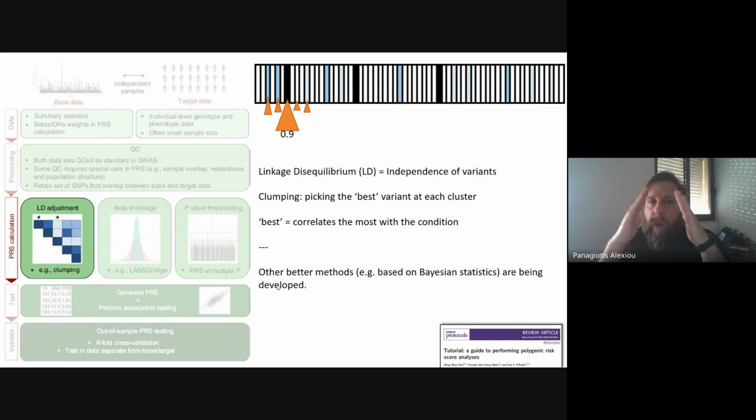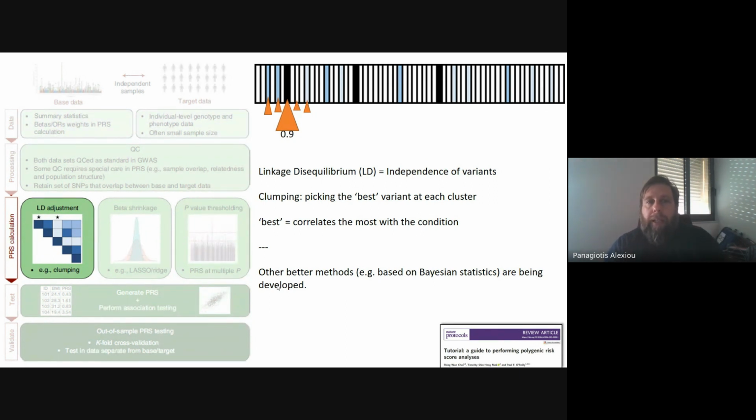So let's say if there's one variant that actually does something, this will have a very high p-value, for example, minus log 10, very high, but variants next to it will also have inflated p-values just because they're close by to the one that actually does the thing. And that is called linkage disequilibrium.